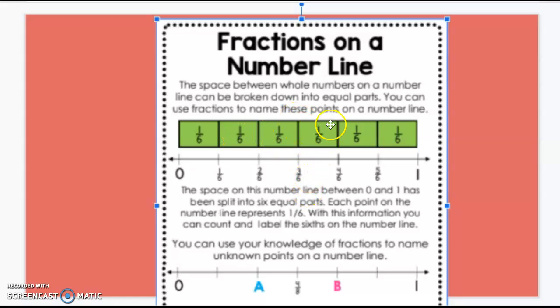Here you have 4/6 because you have 4/6 up to this point in the number line. And then you have 5/6 because there are 5/6 being represented up to this point in the number line. And then you have 6/6 or 1. You may also sometimes see this written like 6/6.